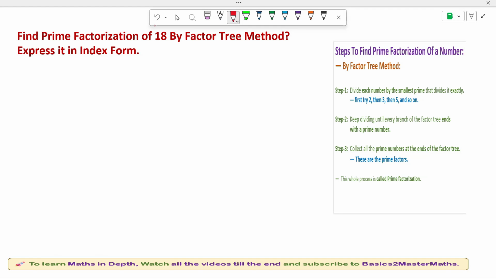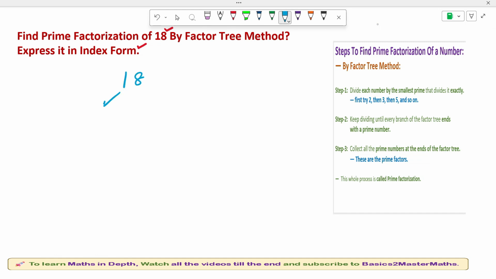Today, we will learn how to find the prime factorization of 18 by the factor tree method. Also, we will see how to express it in index form.